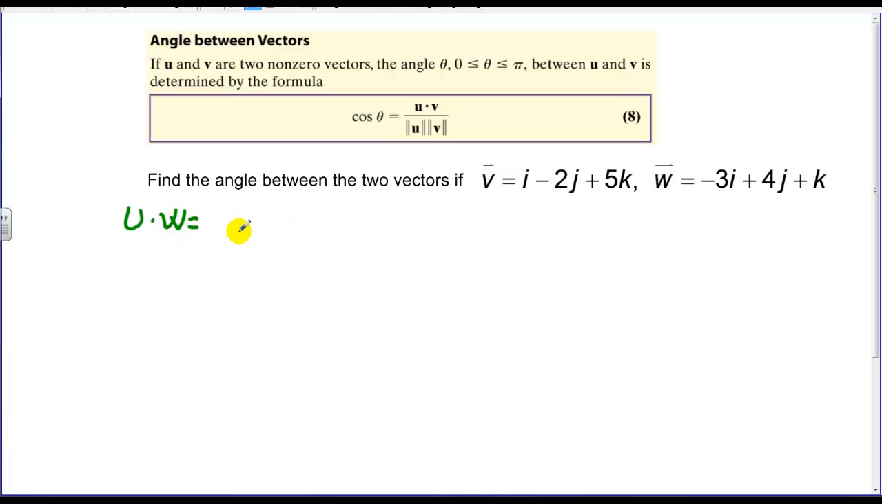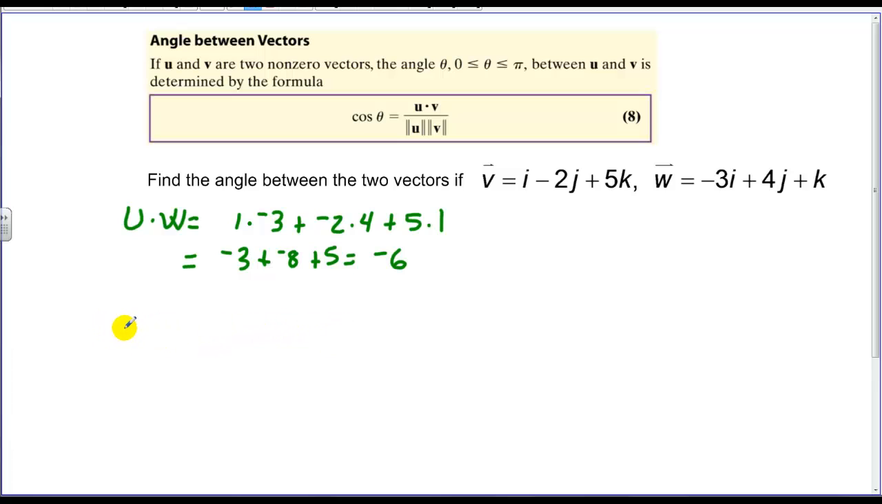So we have 1 times negative 3 for the x components. We're going to add that to negative 2 times 4 for the y components, and add that to 5 times 1 for the k components, or the z components. So I have negative 3 plus negative 8 plus 5, which in this case is going to be negative 6.